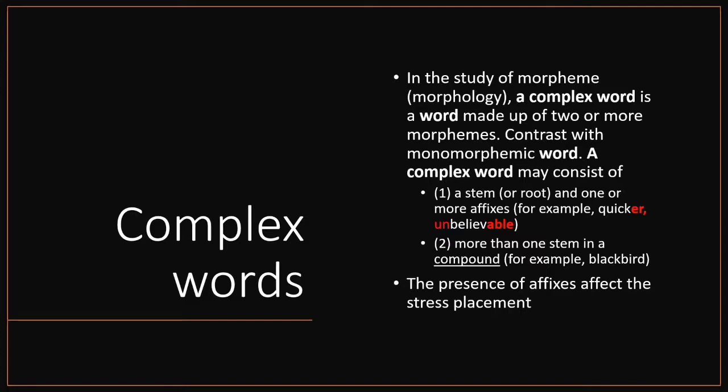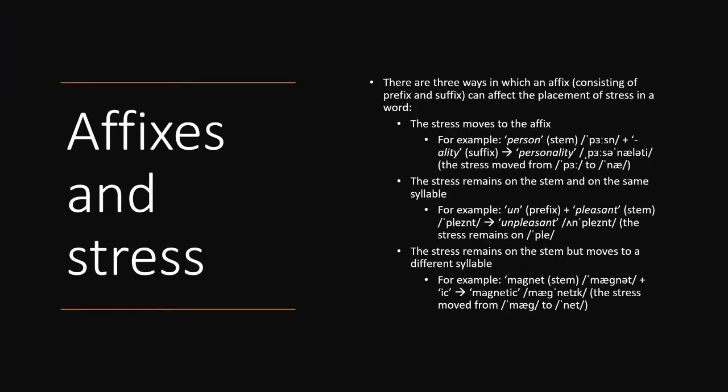The presence of affixes affects the stress placement in complex words. Here it is, the affixes and stress. There are three ways in which an affix, consisting of prefix and suffix, can affect the placement of stress in a word. First, the stress moves to the affix. For example, in the stem person, the stress is in the first syllable. If it's added a suffix, ality, and becomes personality, the stress moves from the first syllable to the third syllable, which means that the suffix ality makes the stress move from the stem to the affix.